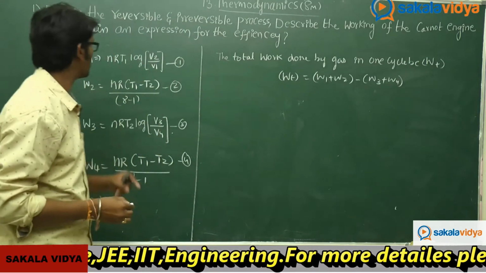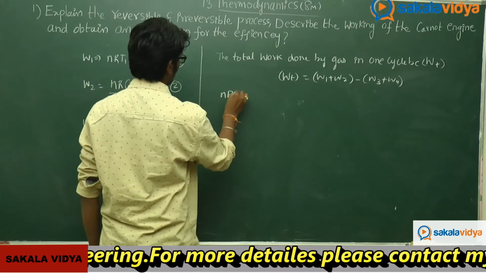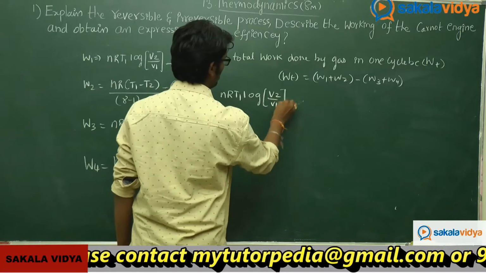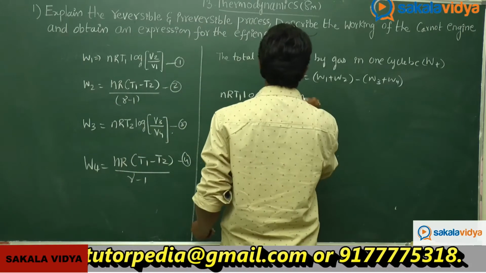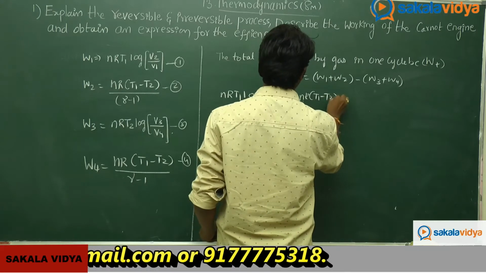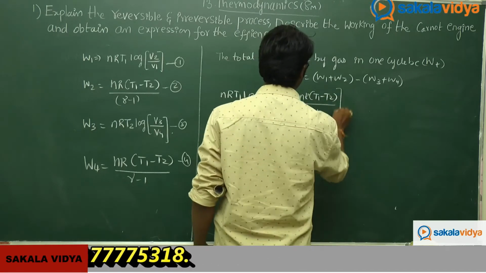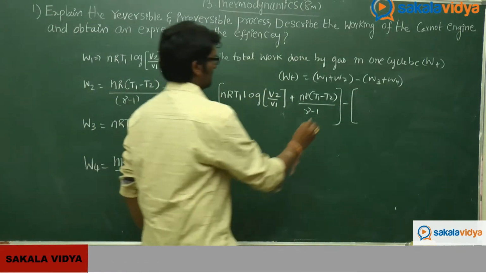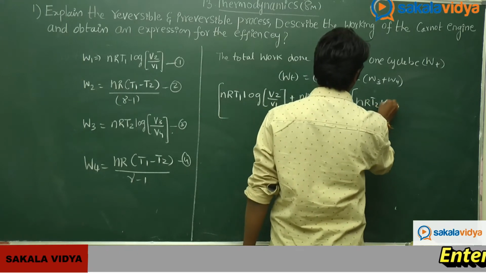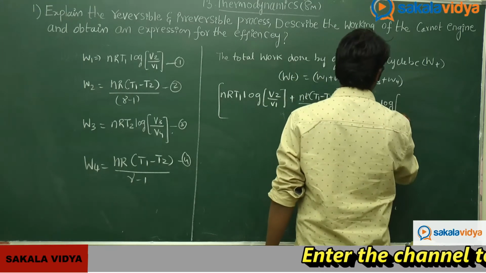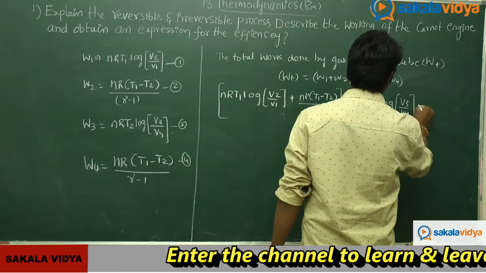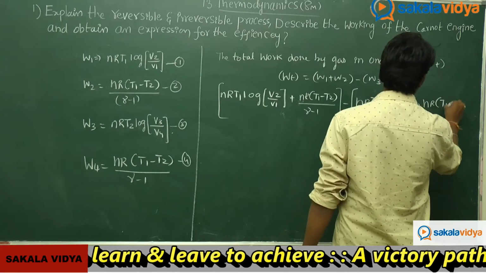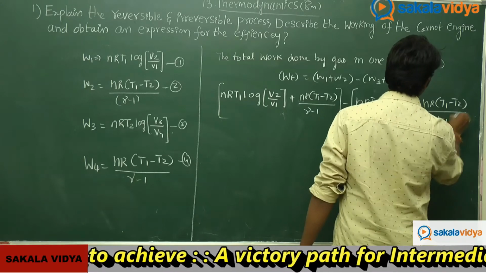So what is W1? From our basic equation we have nR T1 log V2 by V1, plus what is W2? nR (T1 minus T2) by (gamma minus 1), minus what is W3 here? nR T2 log V3 by V4, plus what is W4? nR (T1 minus T2) by (gamma minus 1).